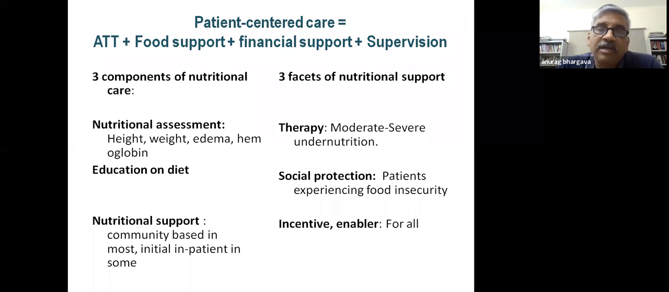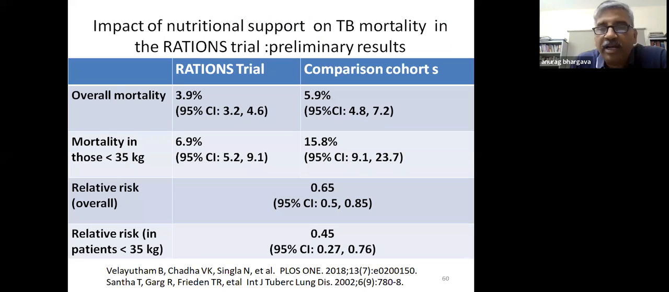A lot of patients who are maybe mildly underweight are also experiencing food insecurity. So nutrition support is a form of social protection for them. And of course, for everybody, it can act as an incentive enabler. One other thing coming out from this trial is that food support may be graded, because some patients will require more quantity for a longer duration of time. It cannot be a uniform package for everybody. This is for each program to assess, depending on how severe the undernutrition is in the program.